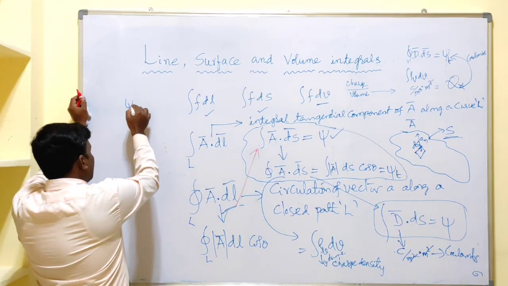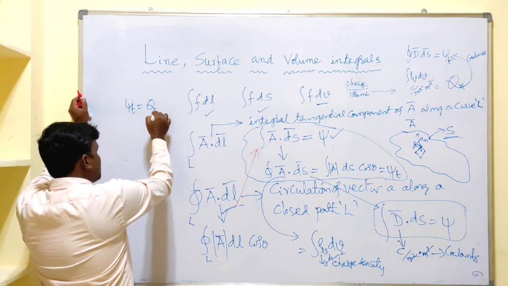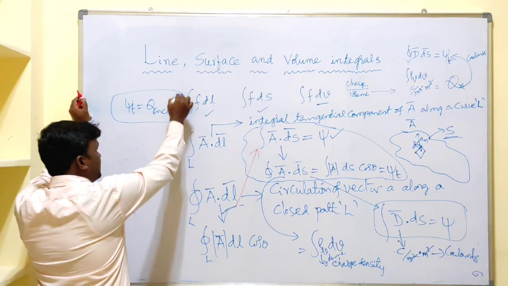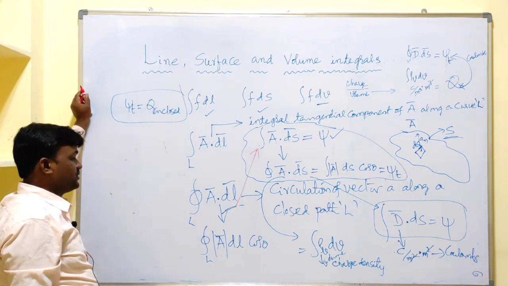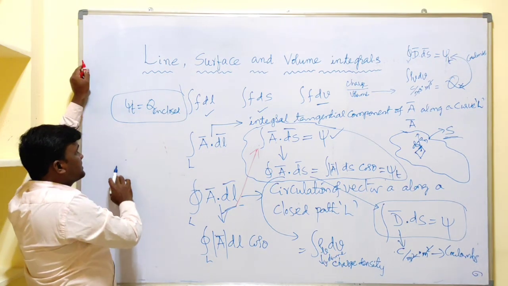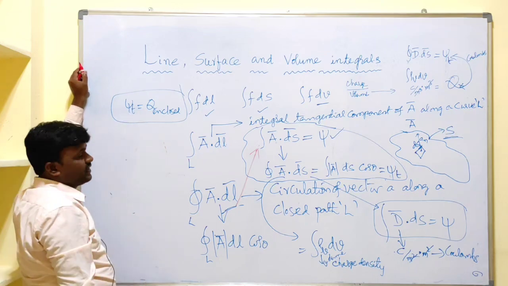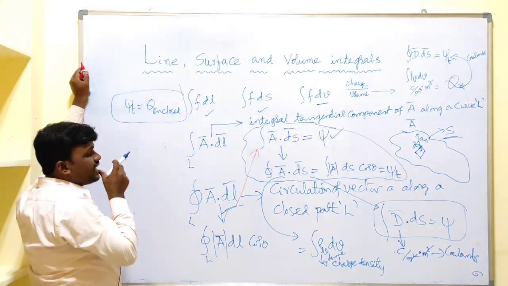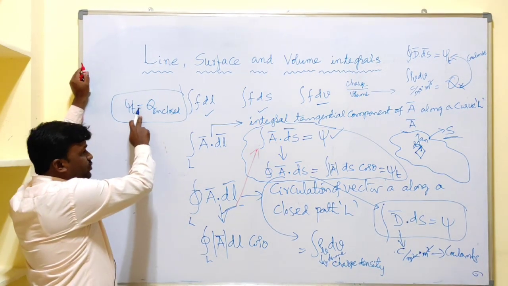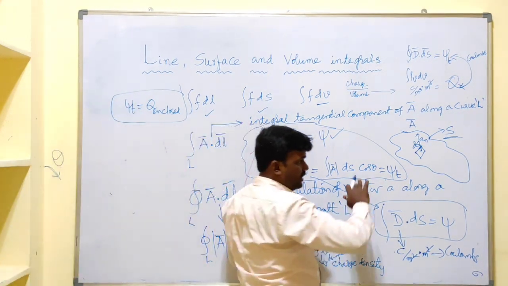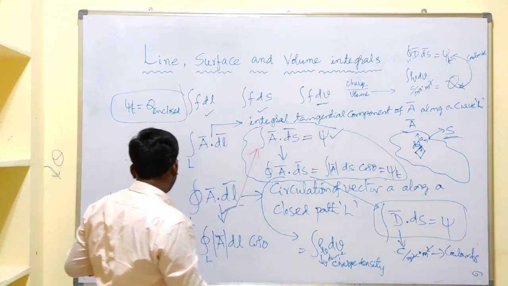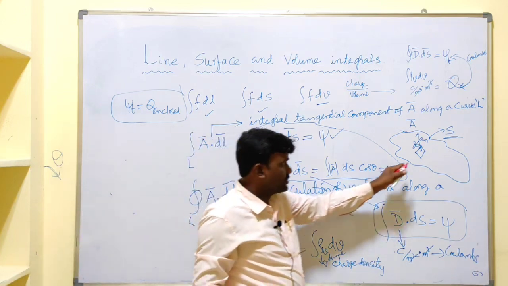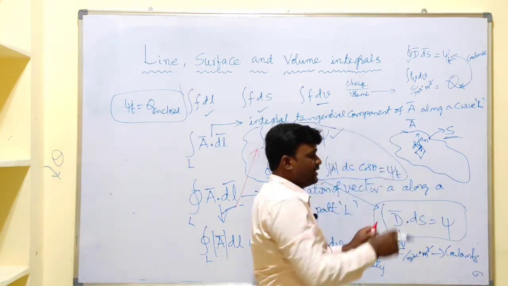That gives one of the important concepts or laws in our electromagnetic theory, that is nothing but psi t equal to Q enclosed. If you see this one, what does it say? Psi means flux, t means total. Total flux through a closed surface is equal to the charge enclosed by the volume.